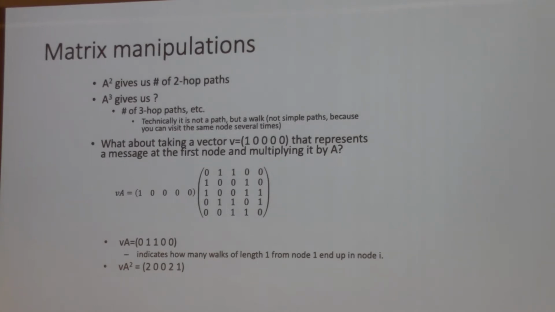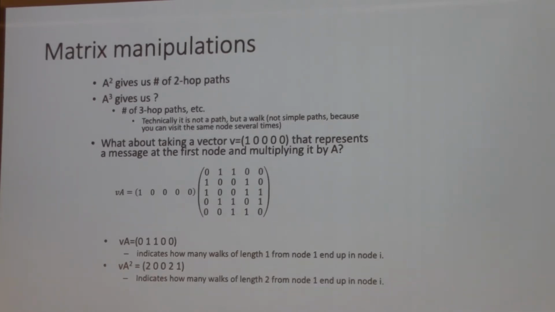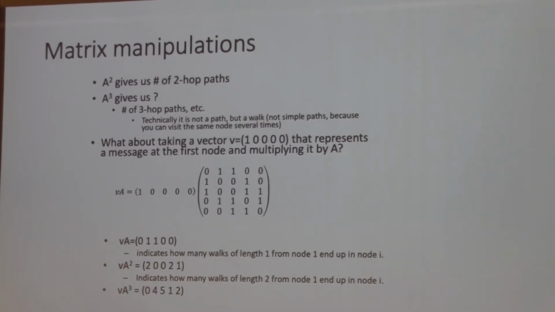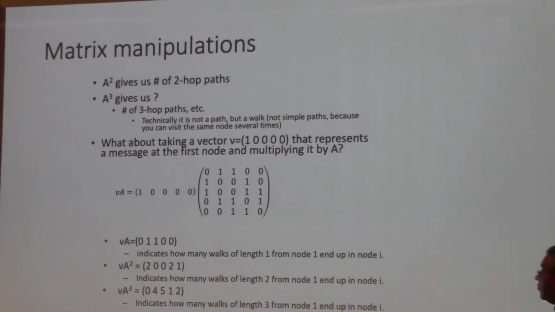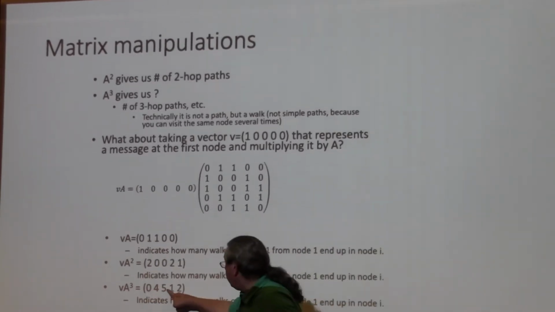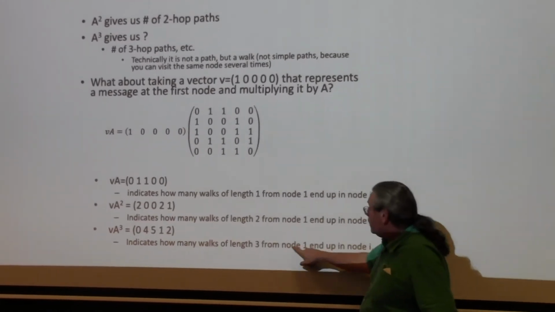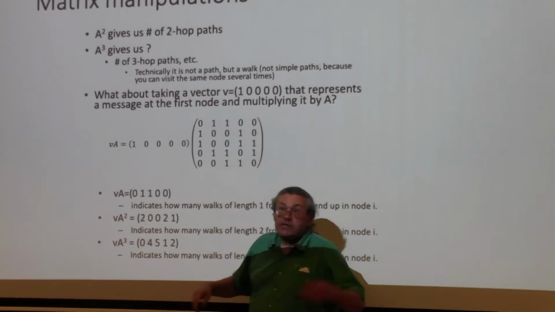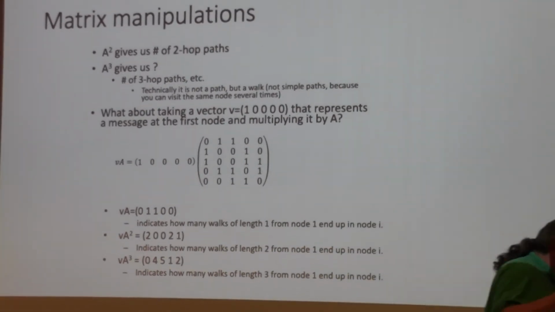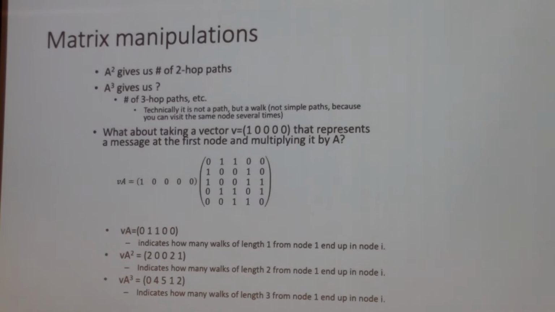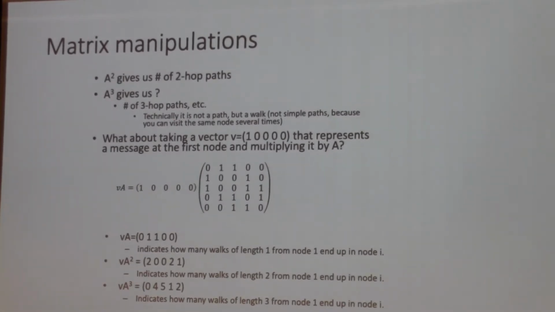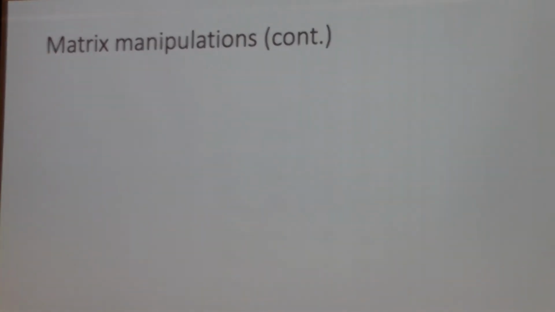What about v times A squared? Well, it's the number of walks of length 2 that start from node 1. And so on. And the cube one, v A cubed, which is 0, 4, 5, 1, 2, is how many walks of length 3 from node 1 end up in these nodes. So you can see you can do all kinds of interesting graph computations by doing matrix computations.